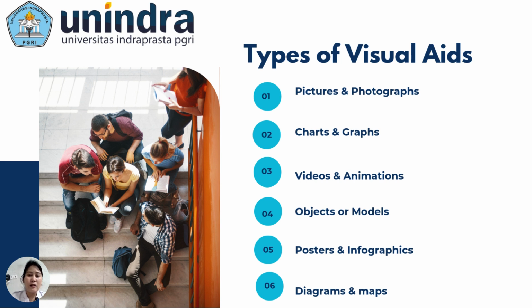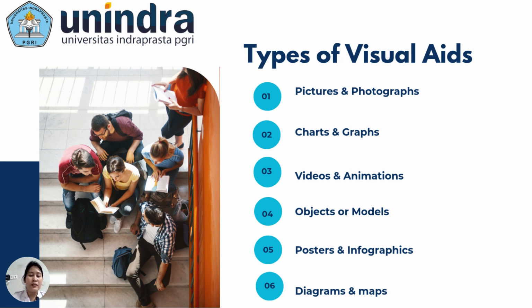The second one is charts and graphs. Charts and graphs help present data, comparisons, or trends visually. For example, bar graph and pie chart, and then line graph, also Venn diagram, flow chart. A flow chart shows steps in a process. We can use a flowchart, for example, steps to write a paragraph or letter, to build writing structure skills.